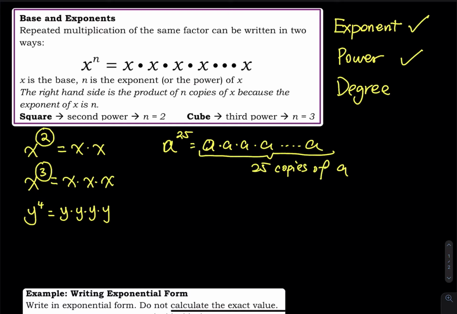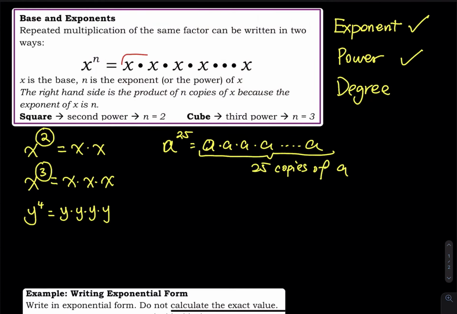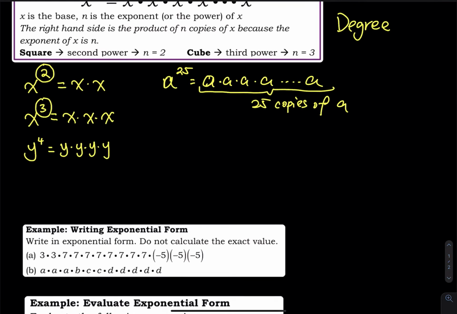All right, so this one is x raised to the n. That means I have x multiplied by itself n times. So on this side, we have n copies of x multiplied together. All right, so let's take a look at this problem.